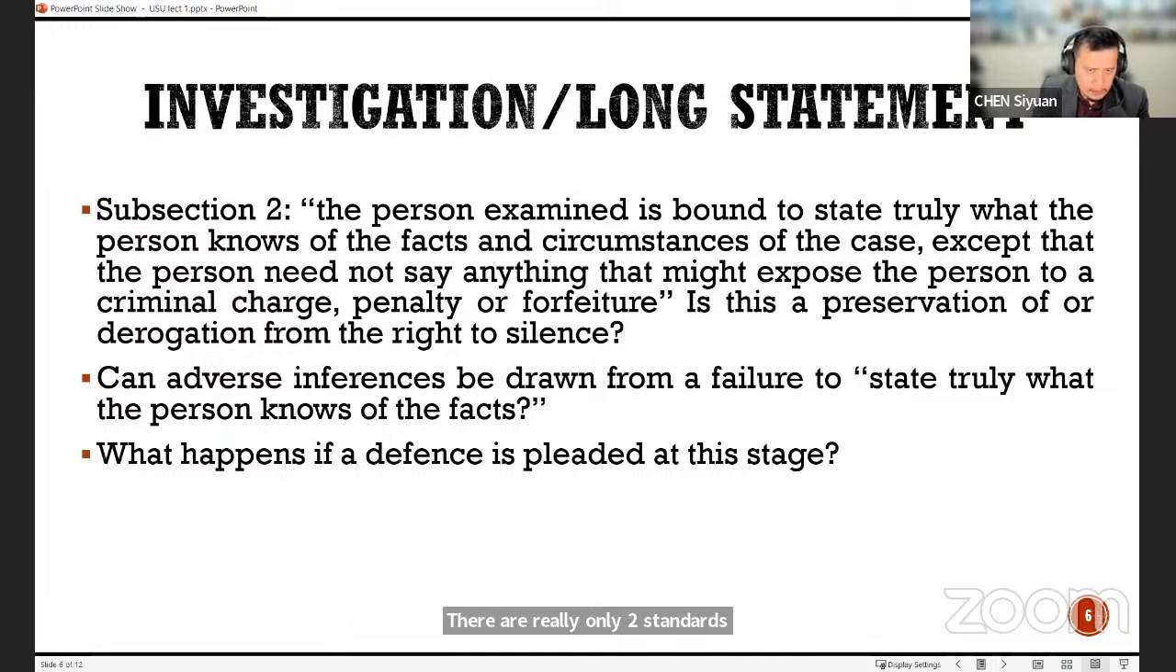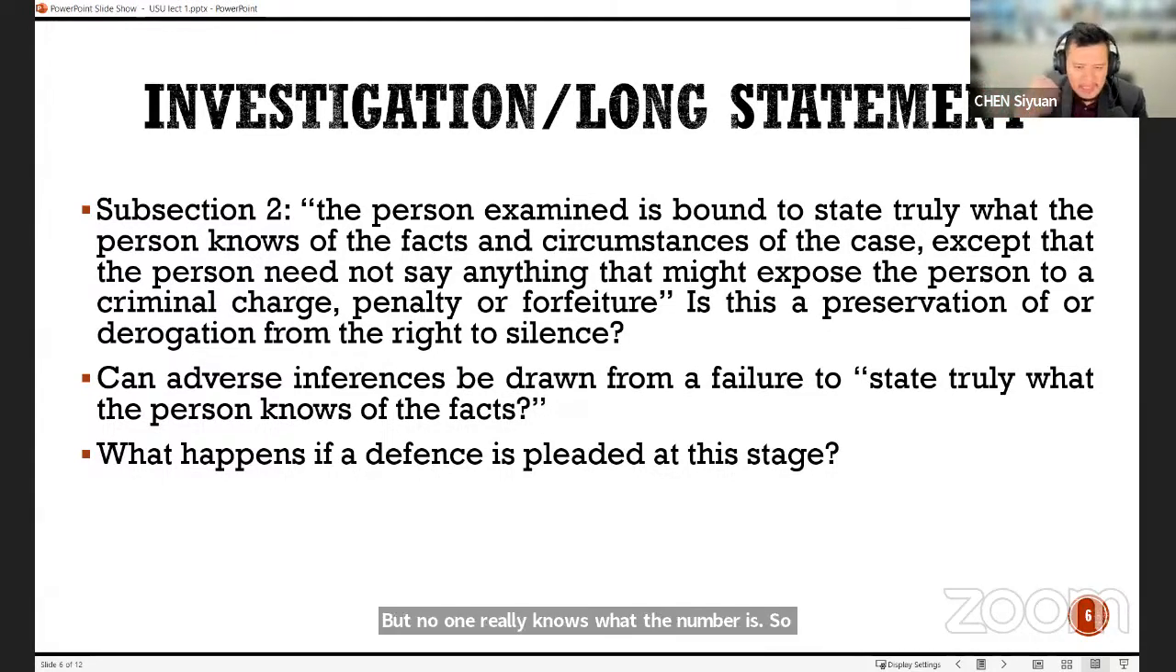You can either prove something on a balance of probabilities. In America, I think they call it the preponderance of evidence or something like that, which is to say, as long as the fact finder is more than 50% sure, then the fact finder would believe whoever is trying to prove a certain fact. The other standard that Singapore has is beyond a reasonable doubt.